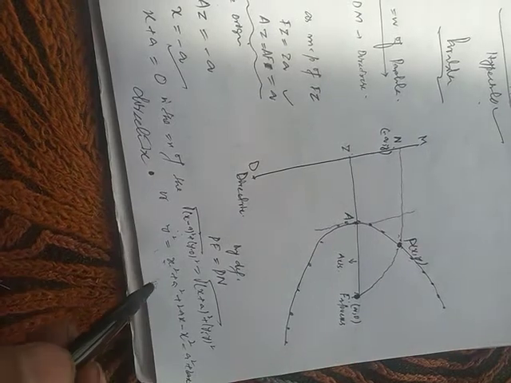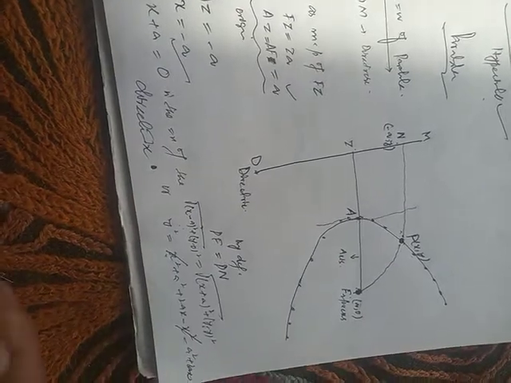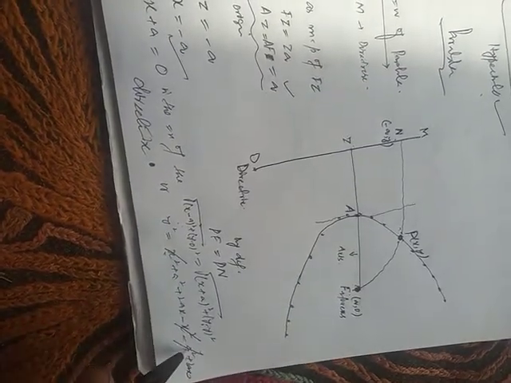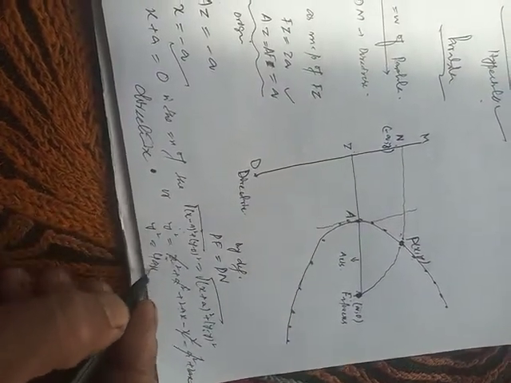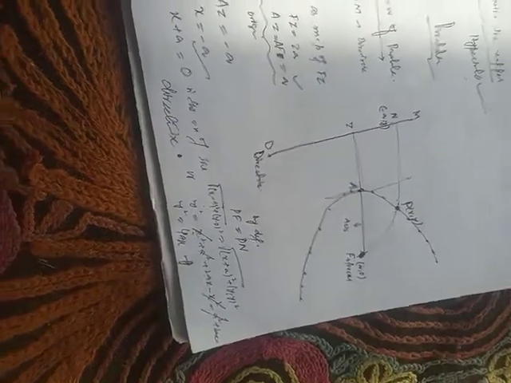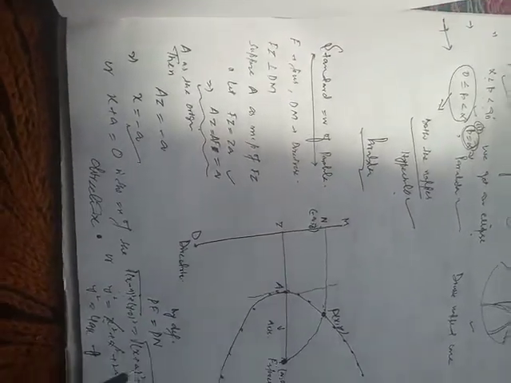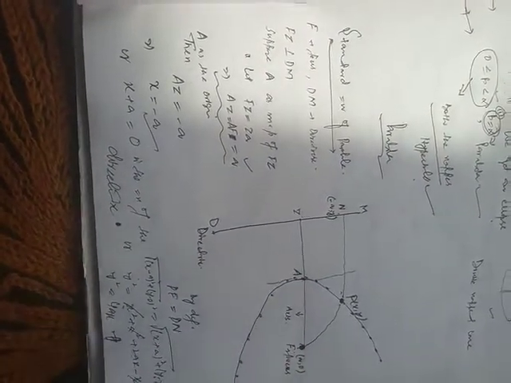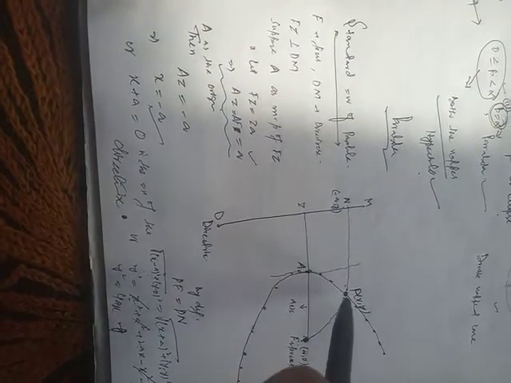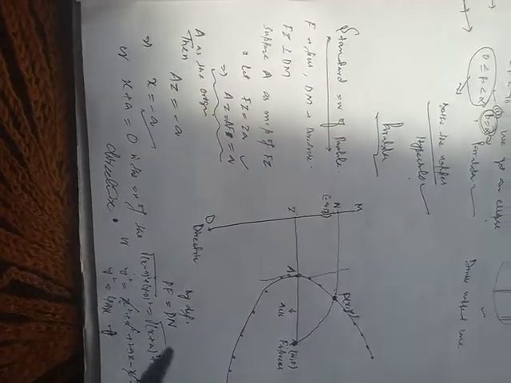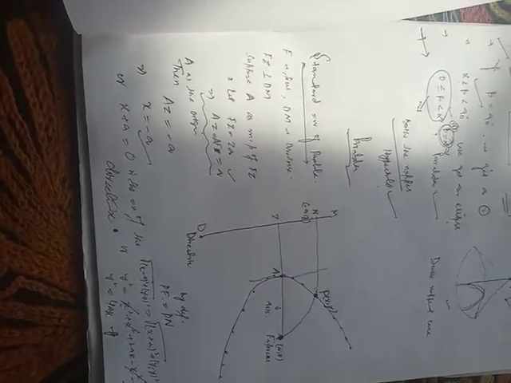That means x square will get cancelled, and a square as well. This is 2ax plus 2ax, so it will be y square is equal to 4ax. That is the required standard equation of the parabola. It is simple. By using the definition, first we get the coordinates of F and of N, and then by using the distance formula we get the standard equation of the parabola.